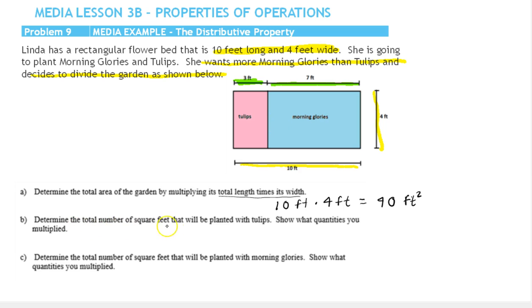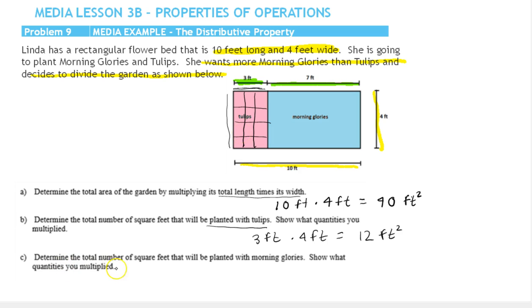Now let's look at the total number of square feet that will be planted with tulips. So notice this is the tulips, and we have that its length is 3 feet and its width is 4 feet, and I know that from over here. So to find that, we'll have 3 feet times 4 feet equals 12 square feet. So 3 times 4 is 12, and I could fill these up just to remind you for this one. I could break this into 3, break this into 4, and here would be the 12 square feet.